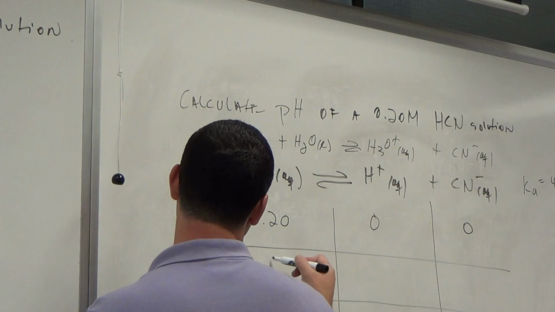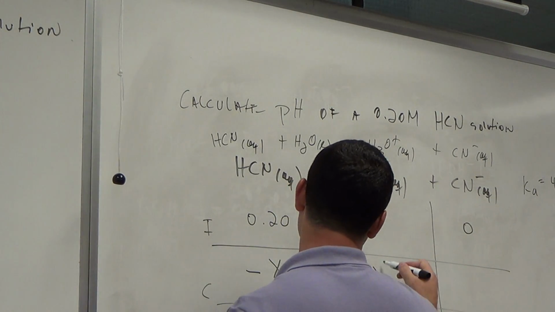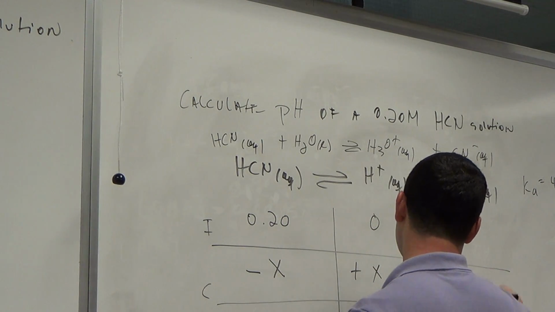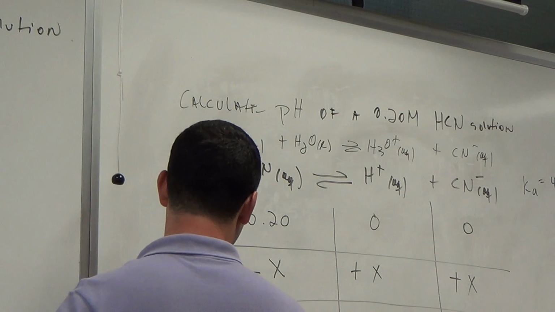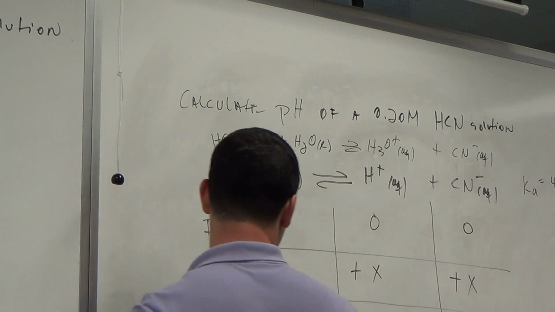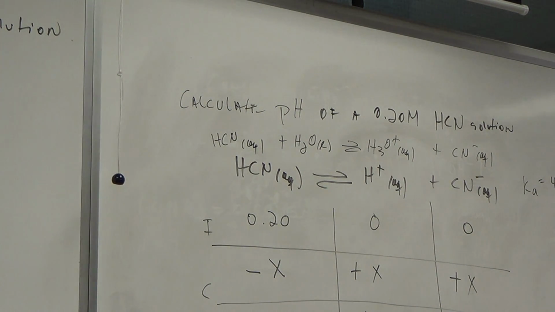There is going to be a negative change on the reactant side, negative X. On the product, you're always going to write plus X and plus X. Then this plus this down here, 0.20 minus X. This is X and X. Do you agree with the ice chart?